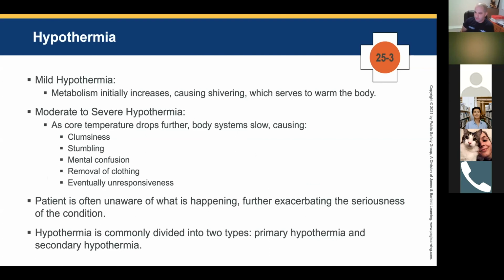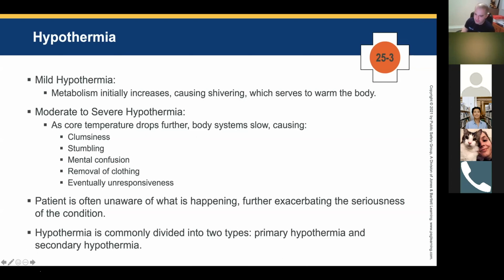With mild hypothermia, the metabolism is going to initially increase, which is going to cause shivering, which serves to warm the body. However, as hypothermia begins to become moderate to severe, the body temperature is going to drop, which is going to cause clumsiness, stumbling, mental confusion, removal of clothing, and eventually unresponsiveness.